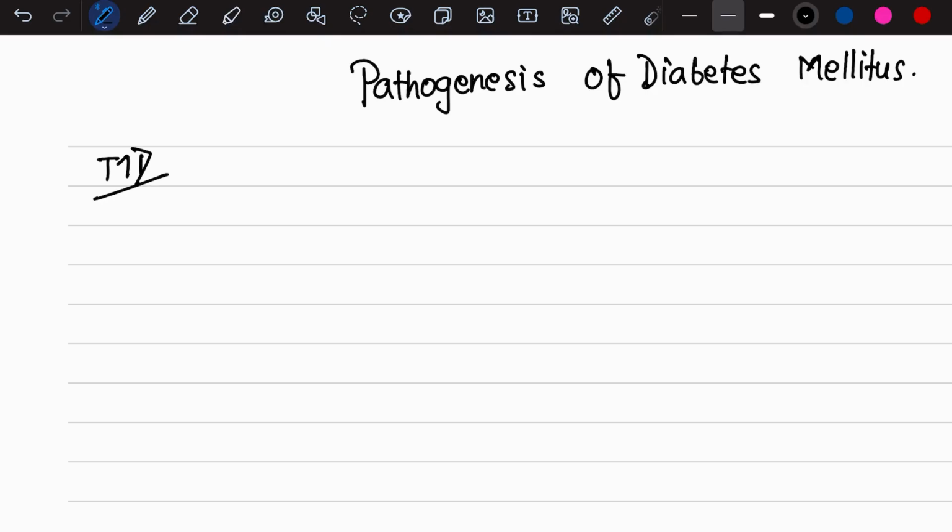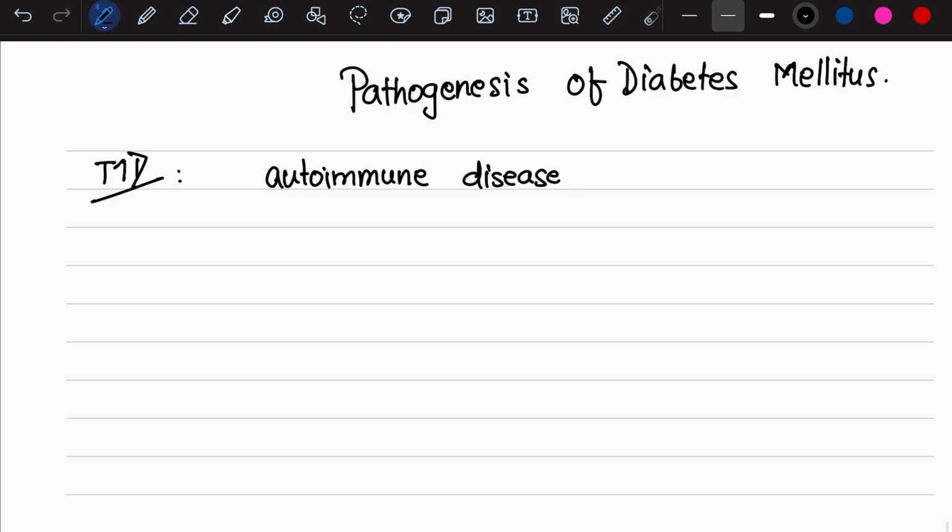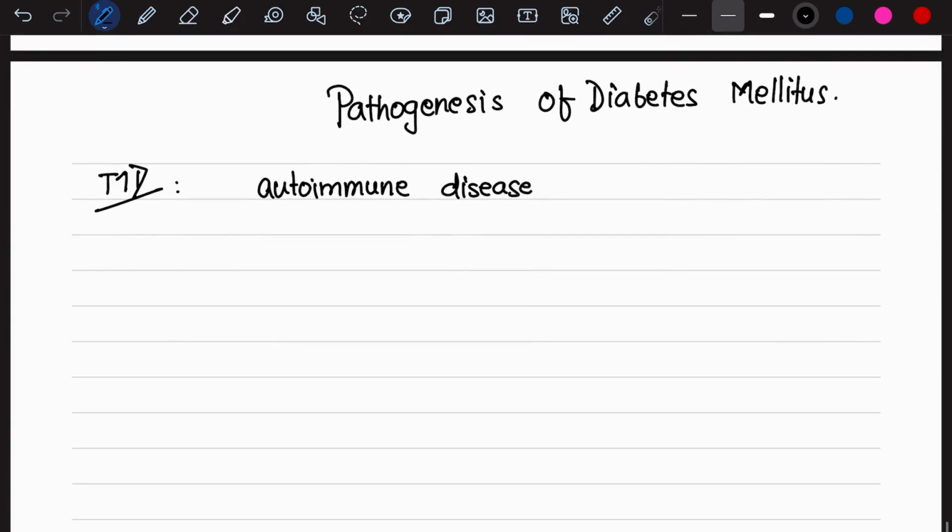So we already know that type 1 diabetes is an autoimmune disease. It's an autoimmune disease which leads to the destruction of beta cells of islets. So ultimately there is absolute insulin deficiency, thus causing features of hyperglycemia. That's called type 1 diabetes. So we have read up to this point.